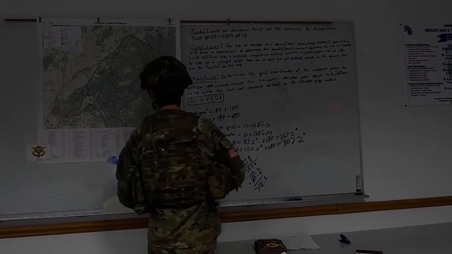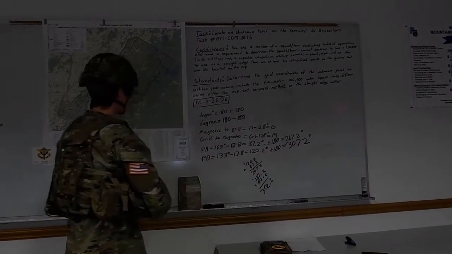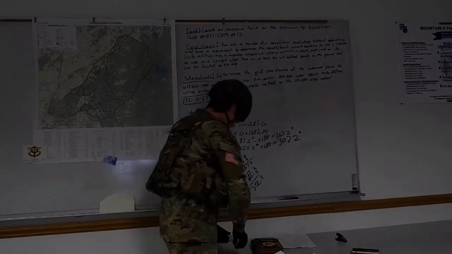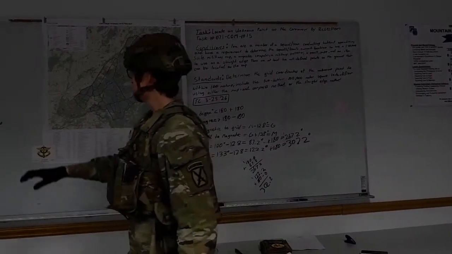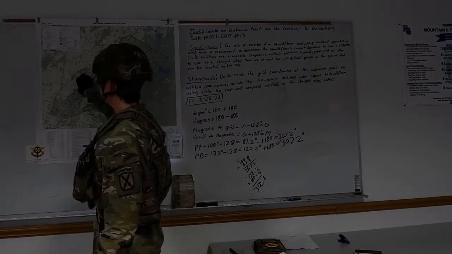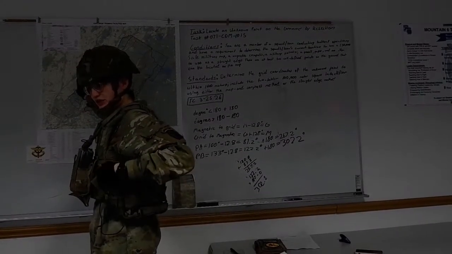So this is how I did it. First, you will find 2 points on the map that you already know. So point A and point B. So you will grab your compass.